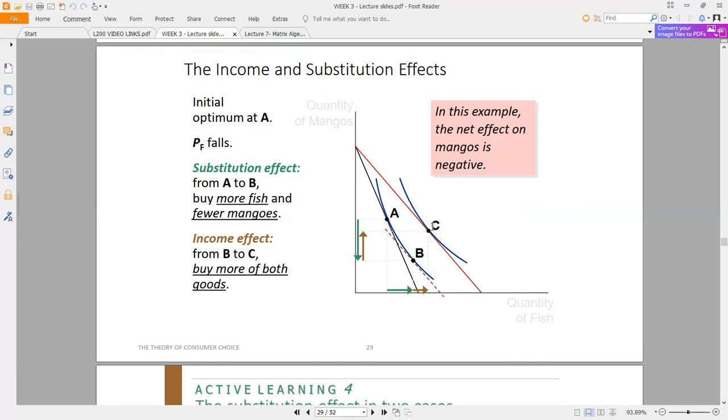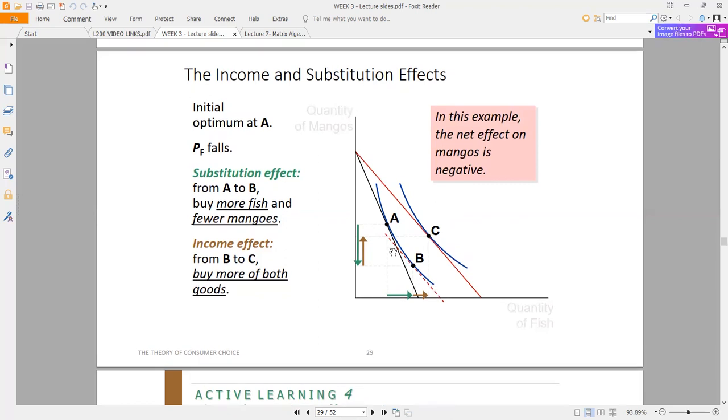Now, if you want to get the substitution effect, you draw a new budget line, the dotted budget line that you see here, which is tangential to the old indifference curve but parallel to the new budget line. Being tangential to the old indifference curve means that you are still on the old indifference curve. That is the substitution effect. When price changes, you still stay on the old indifference curve. You are still on the same level of utility, but you are now buying more fish after the fall in price of fish.